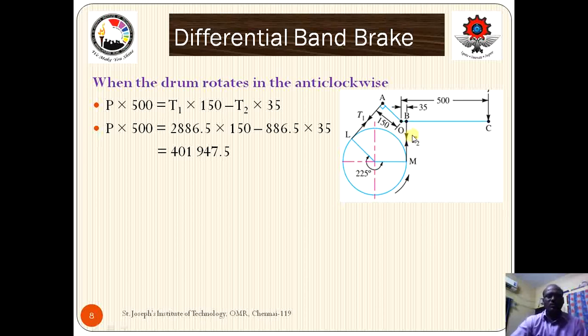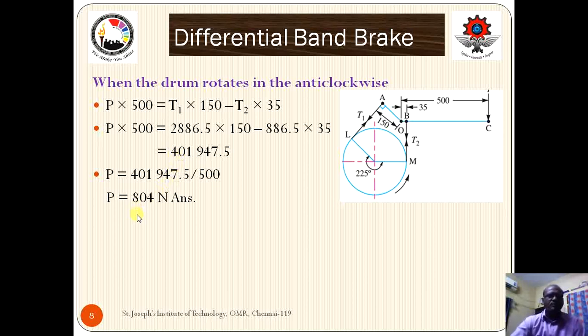You should be careful in putting the values, since you may be confused on seeing the arrow marks. So don't confuse the arrow mark. Whichever direction the drum rotates, you see the tension T1 should be here. Now P into 500 is clockwise, and T2 is also clockwise, and T1 is anti-clockwise. So P is clockwise and T1 is anti-clockwise.